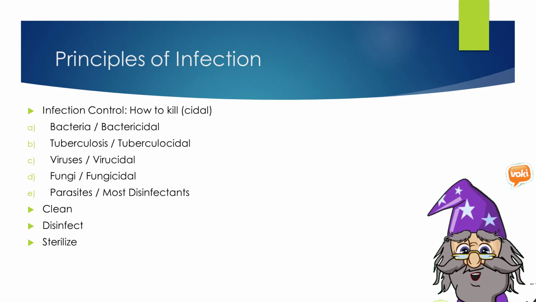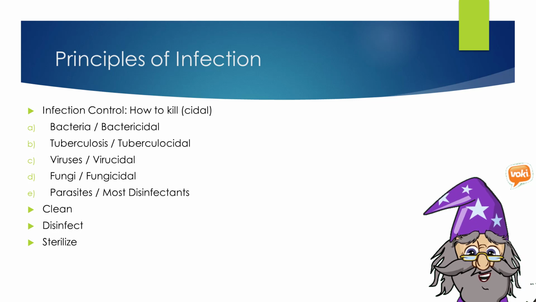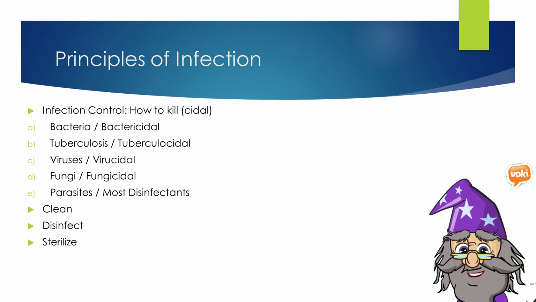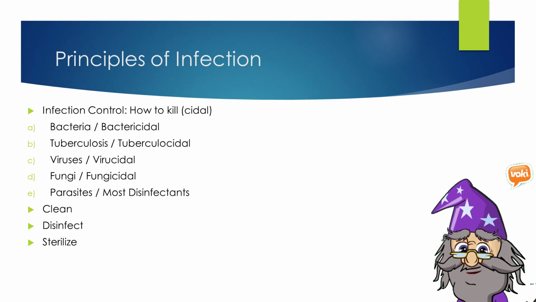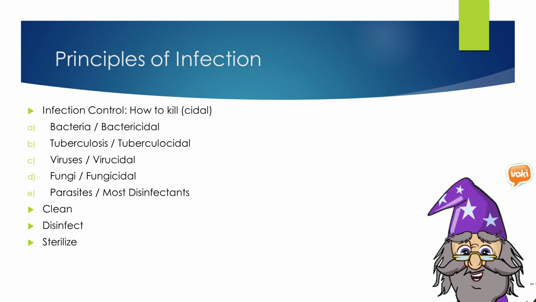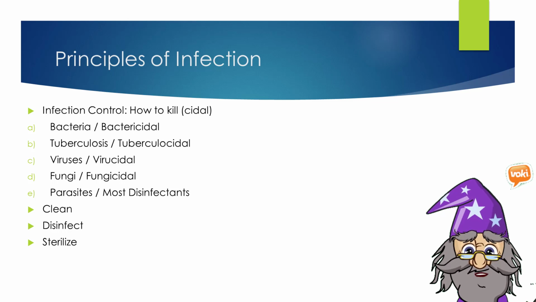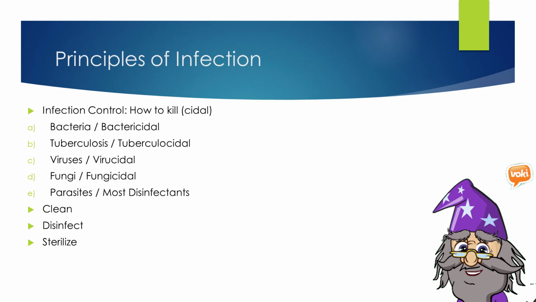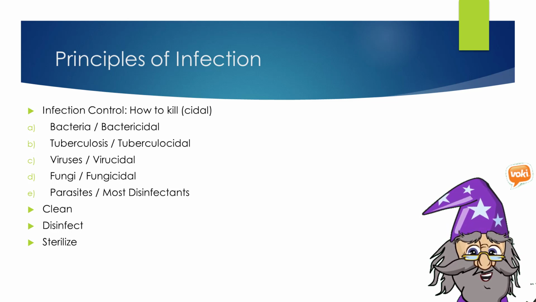Infection control can best be described as how to kill. The suffix or ending term, cidal, means to kill. Bactericidal means to kill bacteria. Tuberculocidal means to kill tuberculosis. Virucidal means to kill viruses. And fungicidal means to kill fungi. There are different methods in which we can kill these nasty little buggers. Those methods include cleaning, disinfecting, and sterilizing.